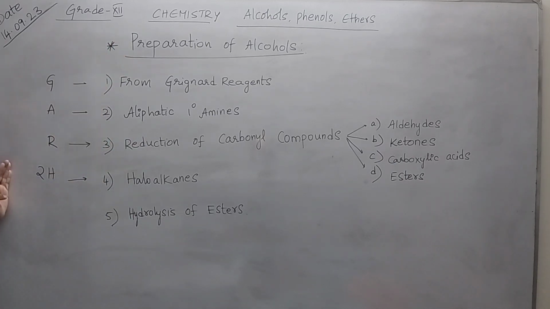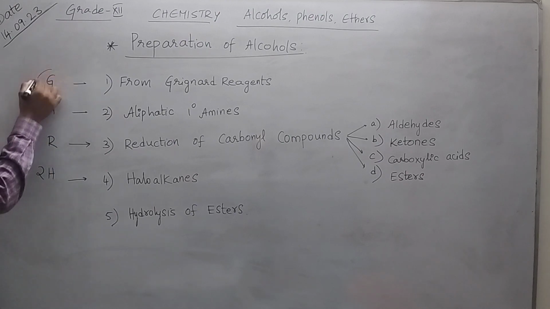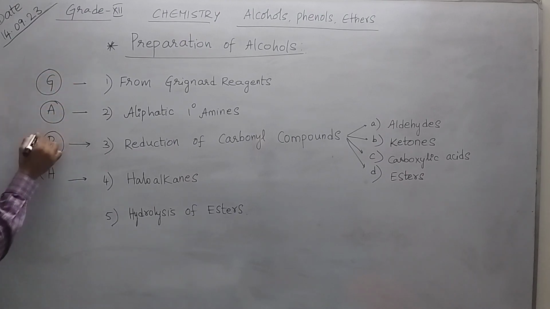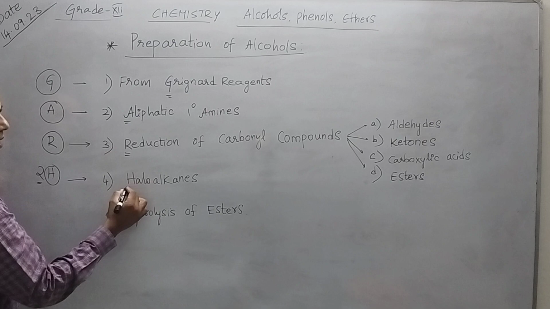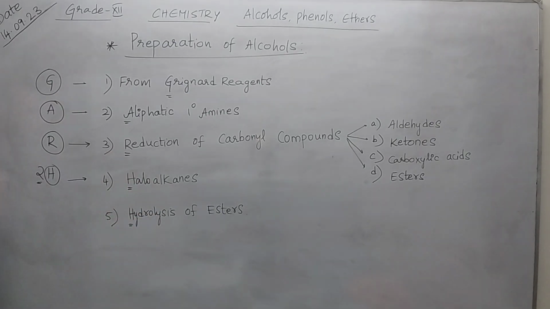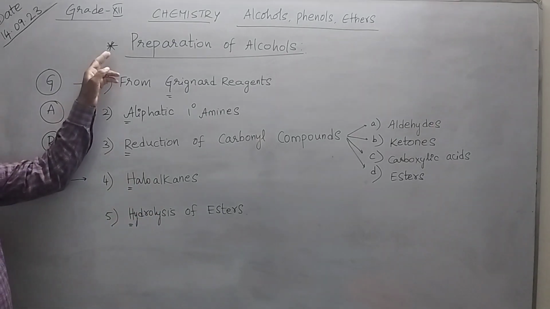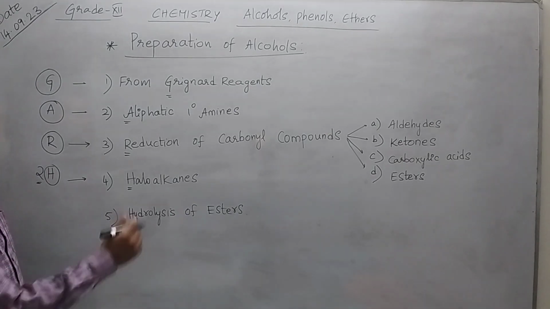We can remember using a simple mnemonic. Take it as GARH, G-A-R-H. Write it here. So, you will expand this as G-A-R-2H, GAR2H. So these are the five methods of preparation of alcohols. First one is Grignard reagent.